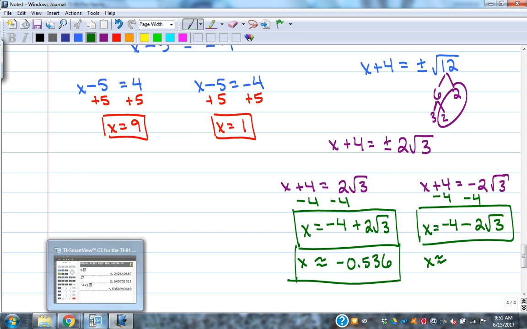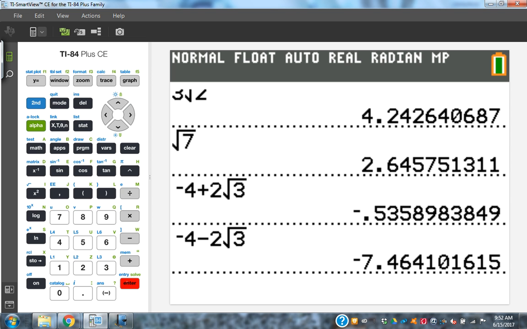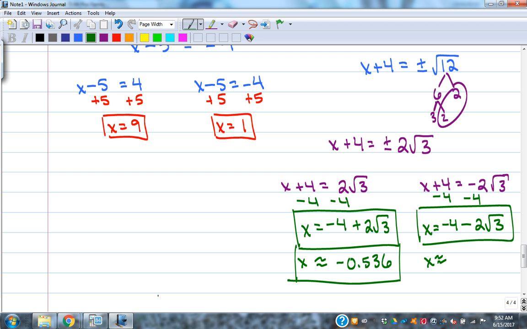And let's do the minus. So negative 4 minus 2 square root of 3. Negative 7.464. And again, on your exam, you're probably going to see the answer written in this form with the square root in it. The decimal approximation is going to be helpful when we start doing the graphing stuff. That's where it's more helpful.